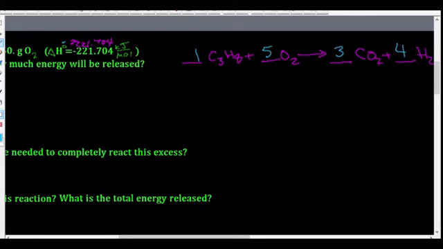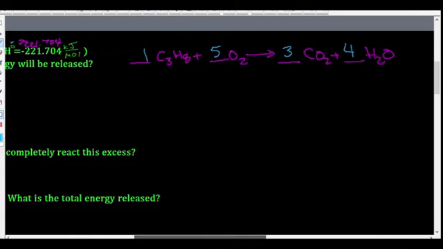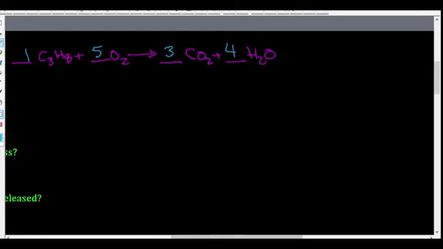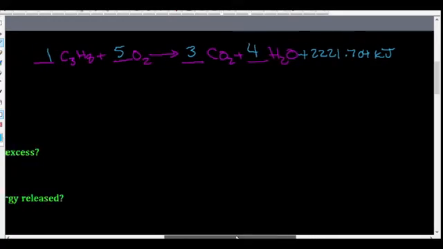Now one thing I'd like to note here is, see how your delta H is negative? Negative 2,221.704 kilojoules per mole. You can actually write that into your equation. If it's negative, it's going to go on the product side. So plus 2221.704 kilojoules. And the reason you do this is so that you can use this in a mole-to-mole ratio. For every 3 moles of CO2, I make this many kilojoules of energy.